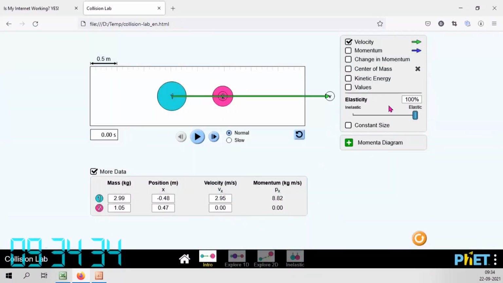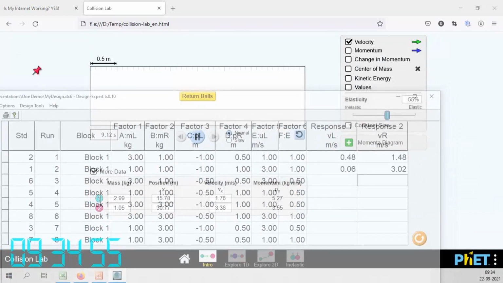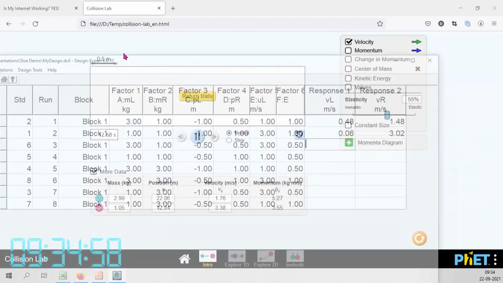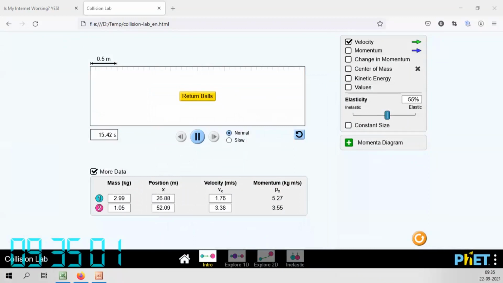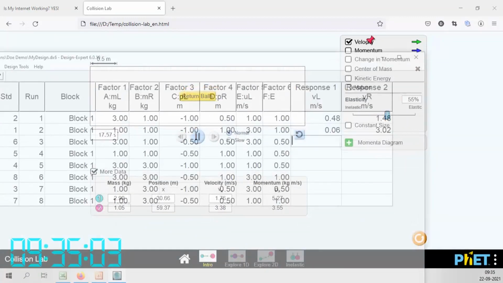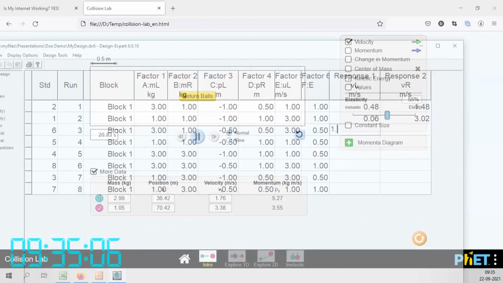The elasticity is 0.5. In order to have randomization, I'll keep it 0.55. Okay, so now let us do the experiment. So the result is 1.76 and 3.38.